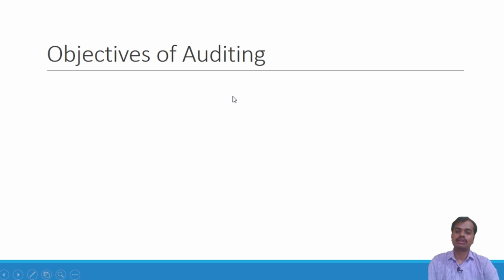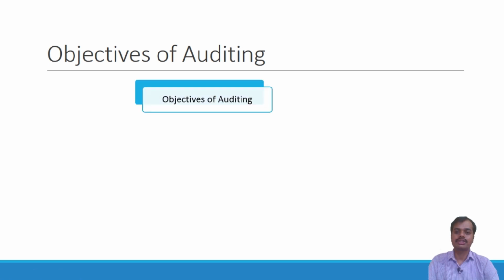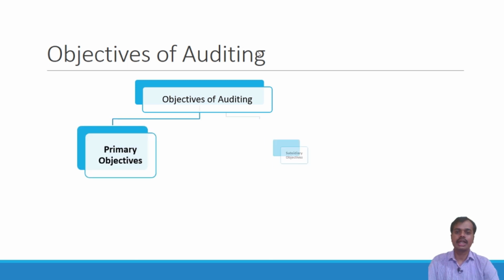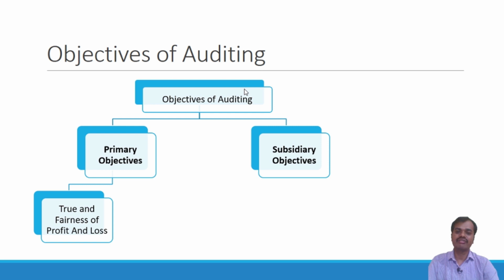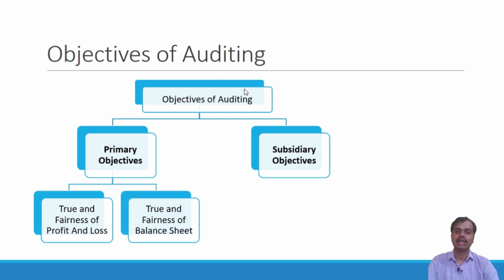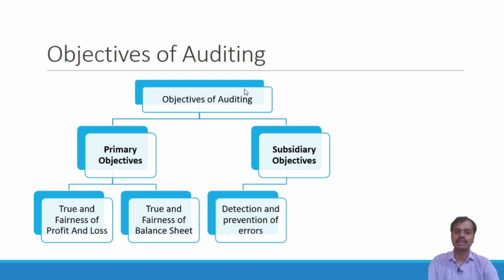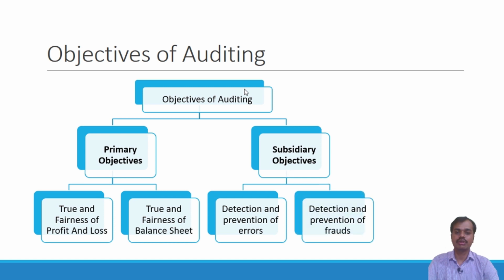Now we will understand the objectives of auditing. The objectives of auditing are divided into two parts: primary objectives and subsidiary objectives, which are also called secondary objectives. Primary objectives include true and fairness of profit and loss and true and fairness of the balance sheet. The subsidiary objectives include detection and prevention of errors and detection and prevention of frauds. These are the objectives of auditing. Let's see them one by one.